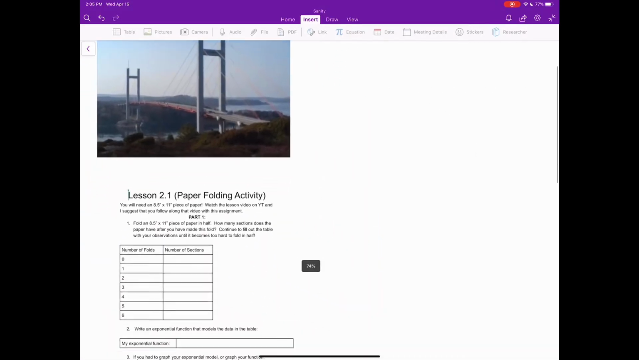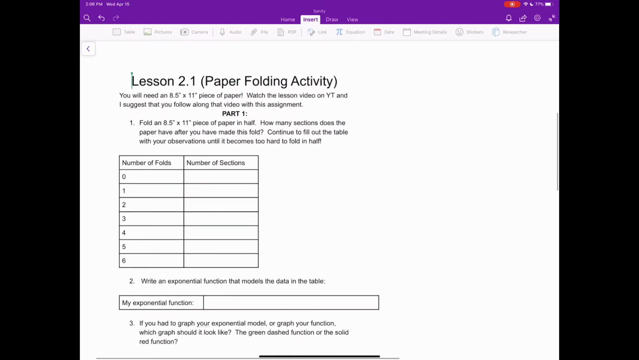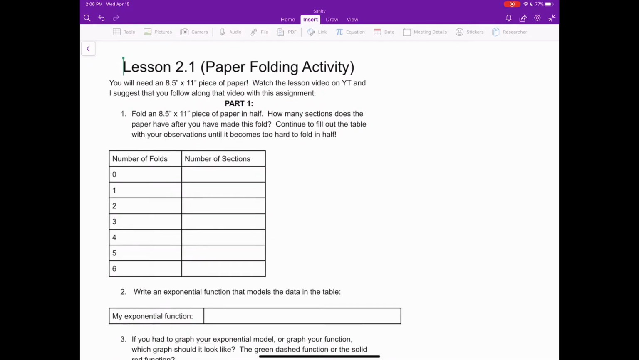Let's move on to this first one. You are going to need an 8.5 by 11 sheet of paper or a scratch piece of paper, whatever's fine. It asks you to fold the paper in half, and then we're going to record how many sections we have after folding it in half. All right, so the instructions say to fold your 8.5 by 11 sheet of paper in half.